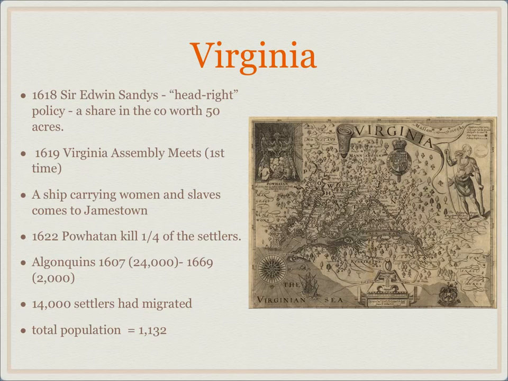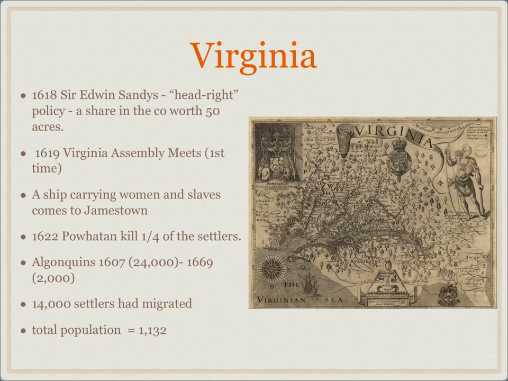So in 1619, the Virginia Assembly meets for the first time, right, instituting self-government in the United States. Also in 1619, an important thing happens. The first ship carrying women and the first shipment of African slaves to Jamestown occurs. 1622, the Indians get pretty upset, and we start to see the conflict between the natives and the colonists come to a head, right?